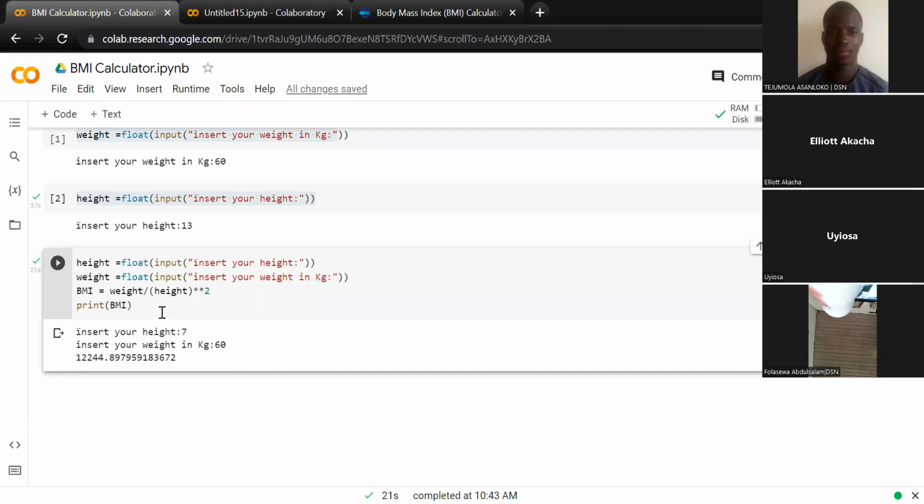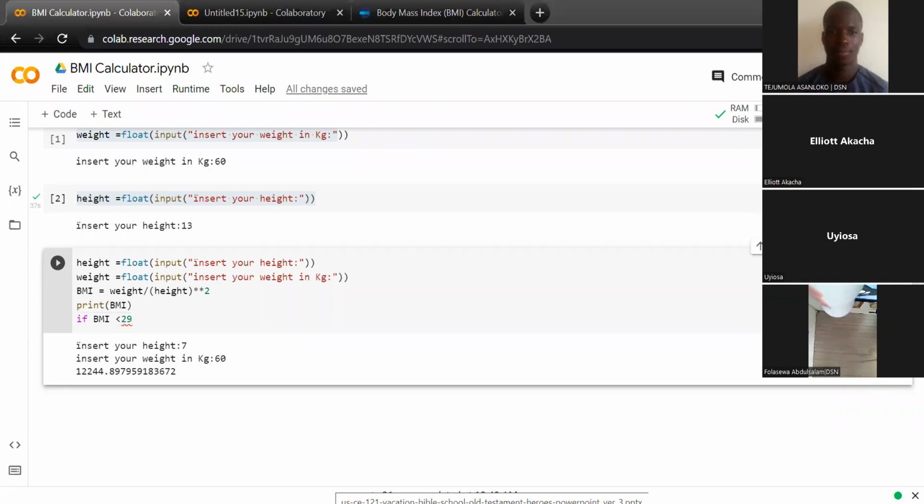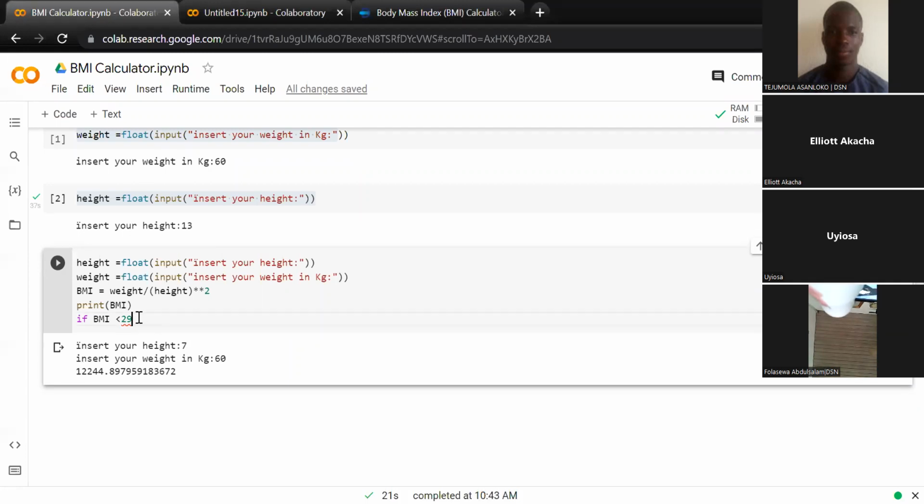So now let's use our if statements to classify. If is a conditional statement. Now, if the BMI is less than 29, then such a person is what? Is underweight, right? Such a person is underweight. Now, if it's less than or equal to 18.4, the person is underweight.